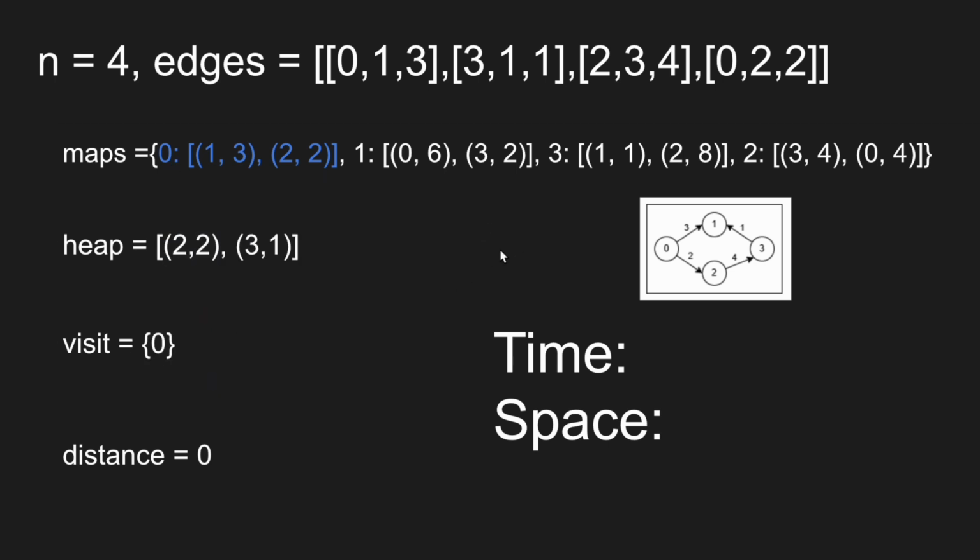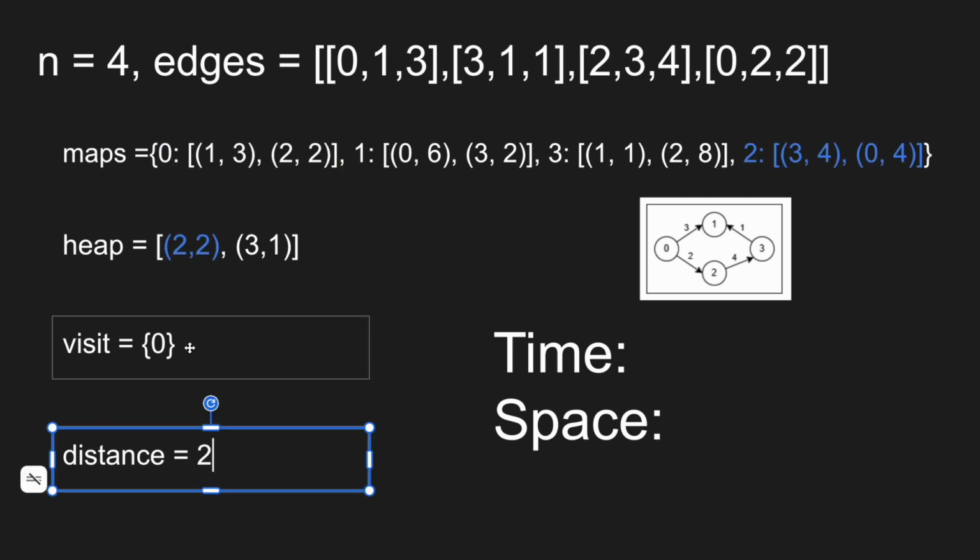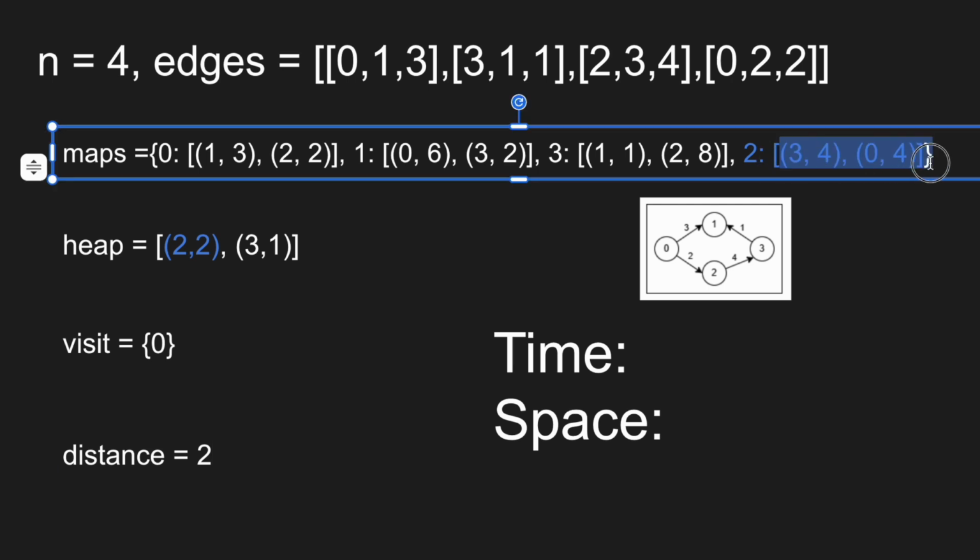And now that we see that there's an option to go to node 2 or to go to node 1 with a weight of 3, we see that 2 is the smallest distance, so we will choose to pop from this one. And since we are here, we will update the distance to 2, and then now we will have to look at where 2 can go to.